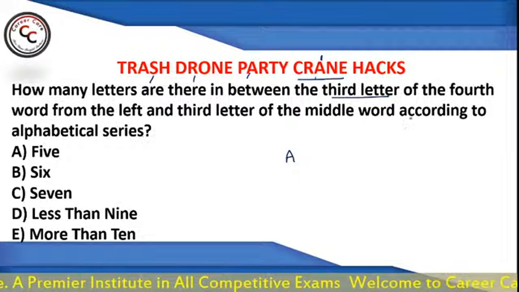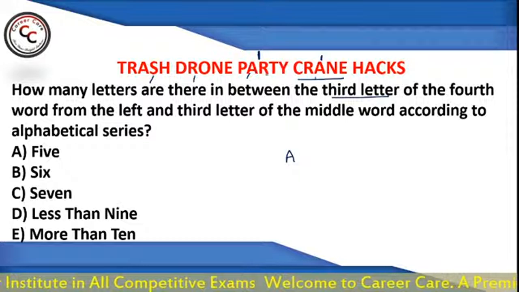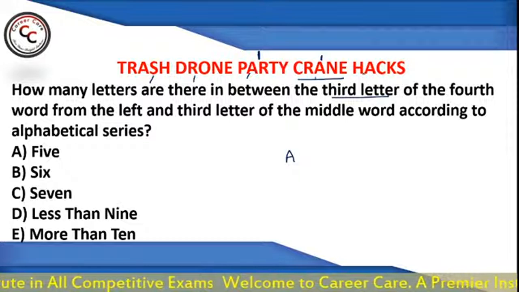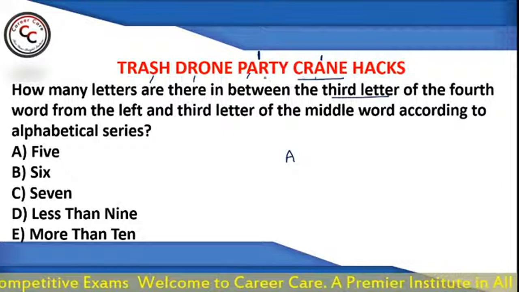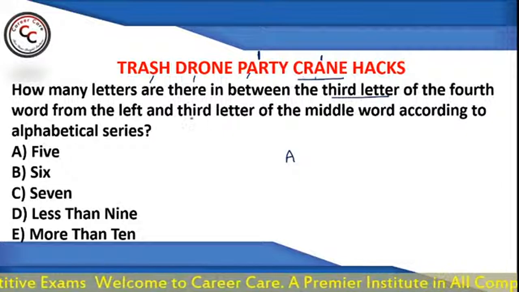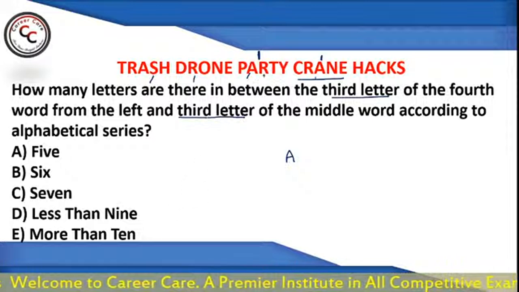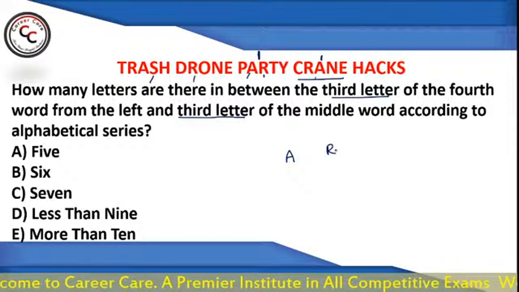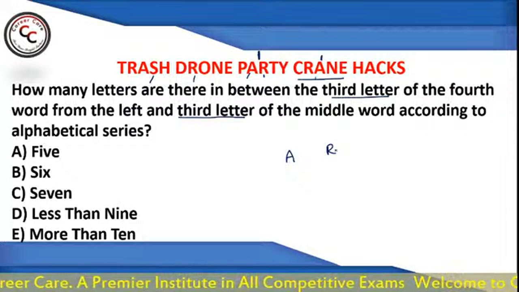And the third letter of the middle word. So what is the middle word? Third is the middle word, party. Why? Because from left side total there are 5 words, so the third word will be middle. In middle word, I want the third letter. So in party, third letter is R. So indirectly what he is asking, how many letters are there between A and R?